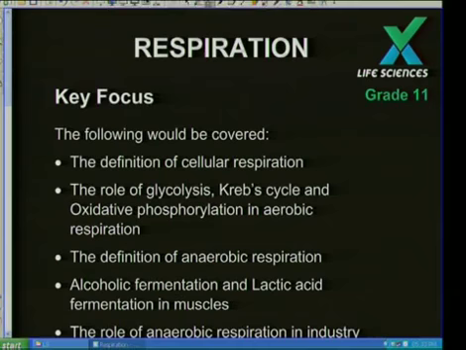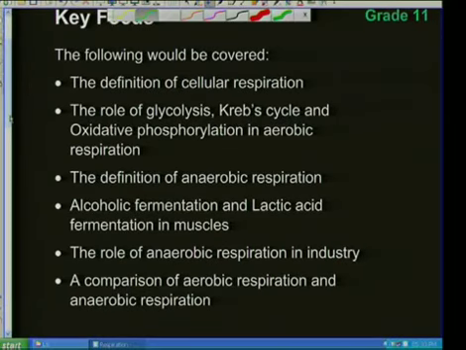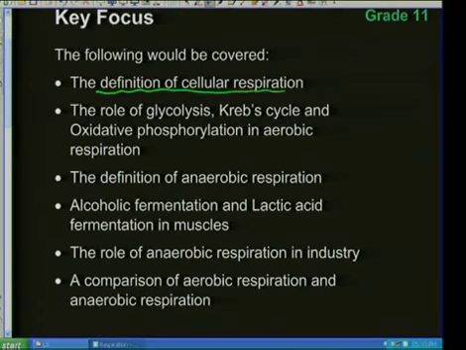Grade 11 Life Sciences. Today we're looking at respiration. Let's see what we need to focus on. First of all, in terms of respiration, we look at the definition. The first and foremost thing is we need to ask ourselves, what is this word cellular, or these words cellular respiration, and what do they mean?